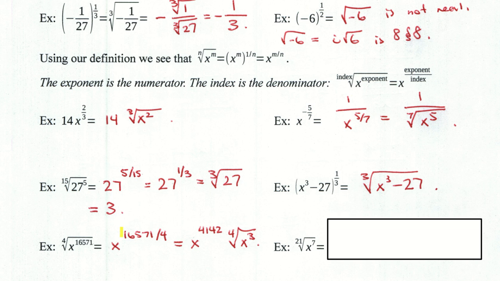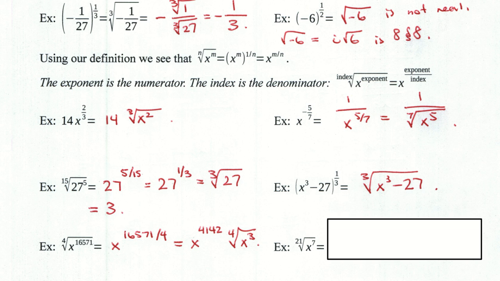So it's kind of exactly what you'd expect. We rewrite it using the definition of rational exponents. Then we actually do the division. We see that the quotient is 4,142. We see that the remainder is 3. On a calculator, that would probably be shown as 0.75, which is 3/4. And so we take that 3/4 and we rewrite it as, well, 4 is the index, so there's that 4 out front. And 3 is the exponent, so 3 is the exponent inside the radical.